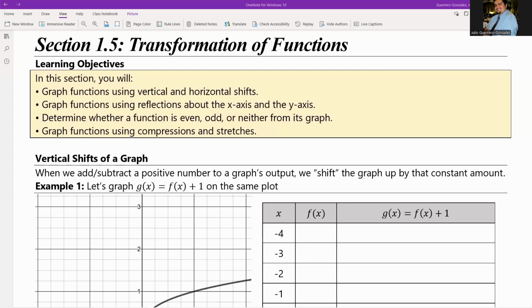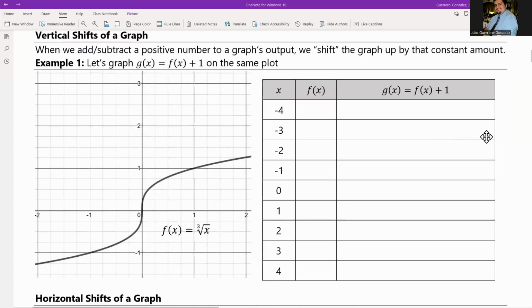In this section, we're going to learn about horizontal and vertical shifts, reflections about the x and y axes, whether we have an odd or even function, or something that is neither odd nor even. Then we're going to look at how to compress and stretch graphs, given that we have a base function of some sort. Let me start first with a vertical shift of a graph.